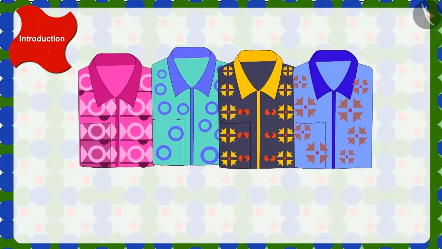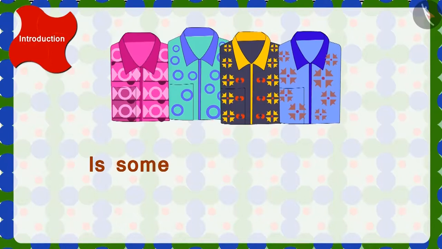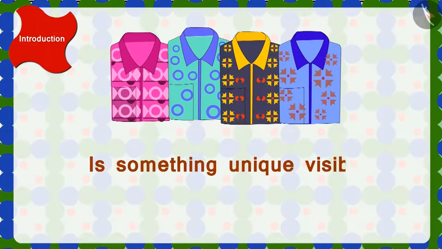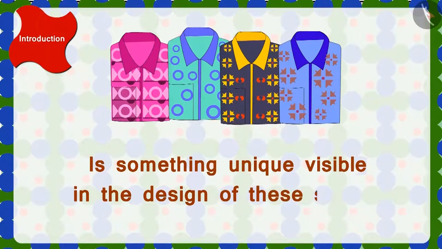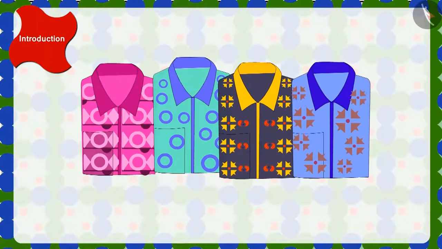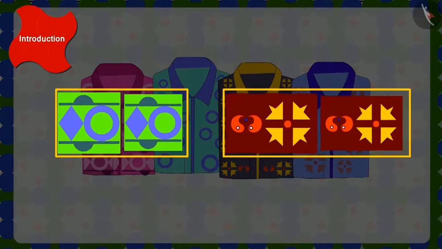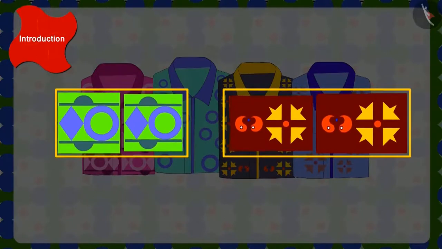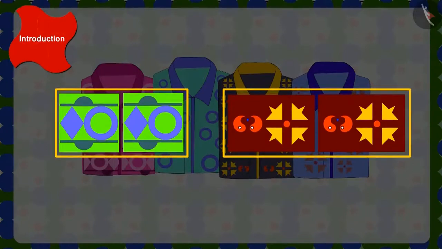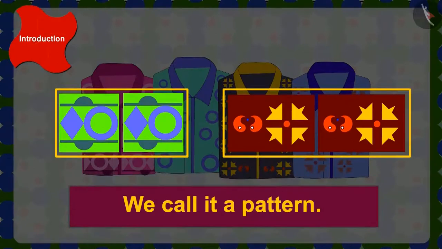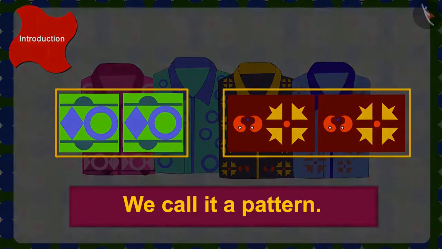Look, aren't all these shirts beautiful? Children, do you see something unique in the design of these shirts? Yes, here shapes are being repeated again and again. What do we call this? Absolutely right. We call it a pattern.